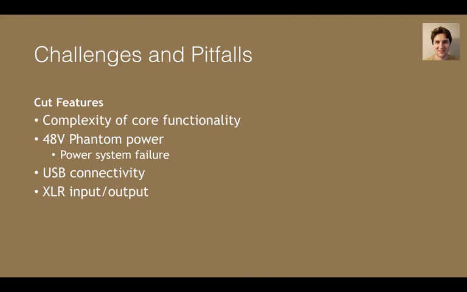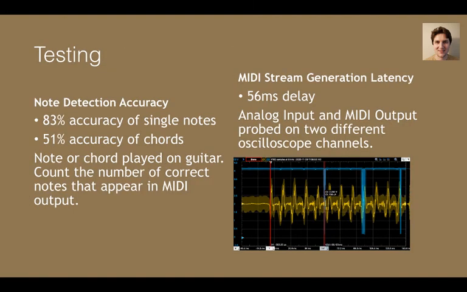The 48-volt phantom power was one of the victims of the power system failure, and we ended up not implementing that again, partly because we also decided to cut the XLR input and output. Without the XLR input and output, there's no need for 48-volt phantom power, as that's used to power microphones. USB connectivity was also cut, because it was simpler and more efficient, and also more widely applicable to use MIDI output instead of USB output. If we can only have one, MIDI output is the way to go.